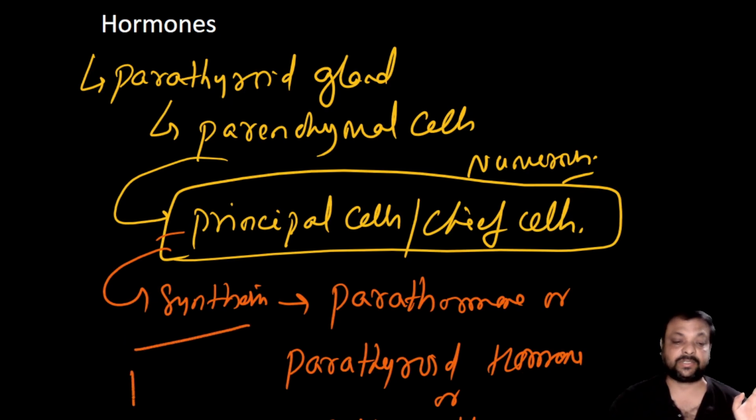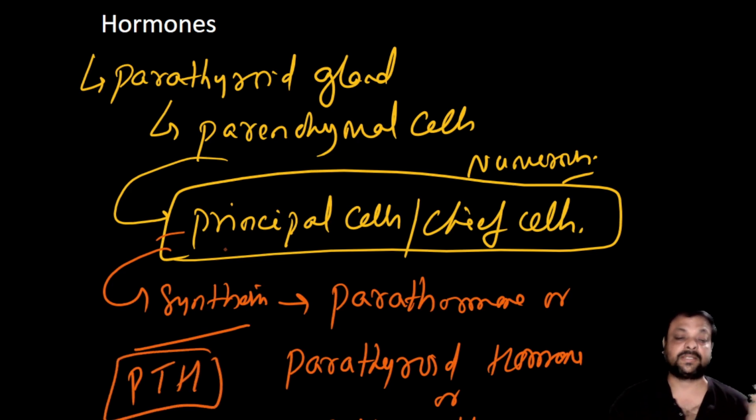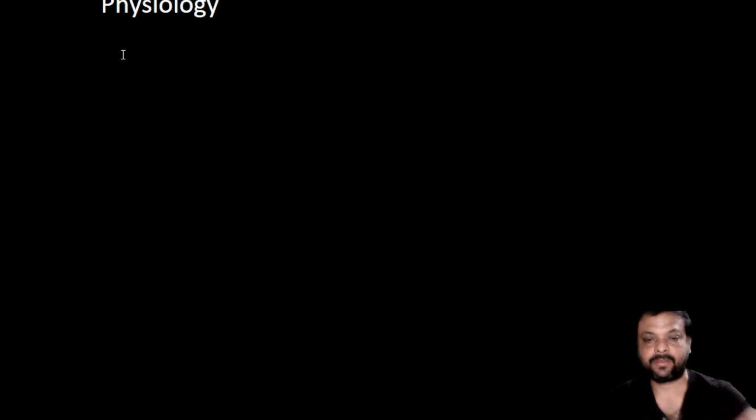Got it? So the synthesis of parathyroid hormone is done by special cells called the principal cells or chief cells, which are part of the parenchymal cells. Whereas the oxyphil cells or eosinophil cells never participate in the synthesis of parathormone. Got it? Now let's discuss its function. Let's discuss the physiological action of this particular hormone.